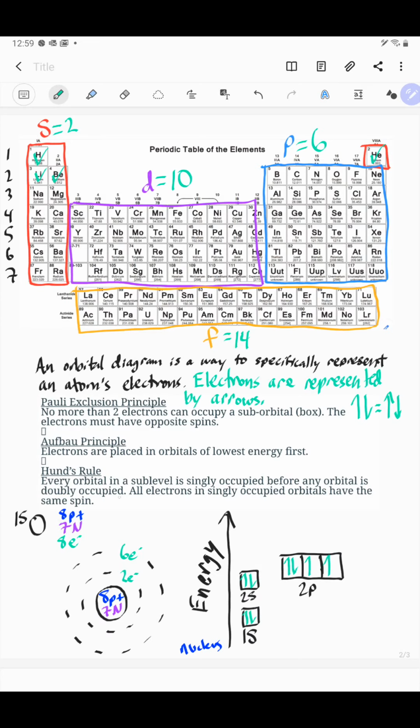Hund's rule is that every orbital in a sublevel is singly occupied before any orbital is doubly occupied. So all electrons in singly occupied orbitals have the same spin. That's an additional thing. So every one of these boxes here has to have 1 electron or 1 arrow before any of them can have 2. So we should never have 2 electrons in this box unless these other boxes are also filled up.